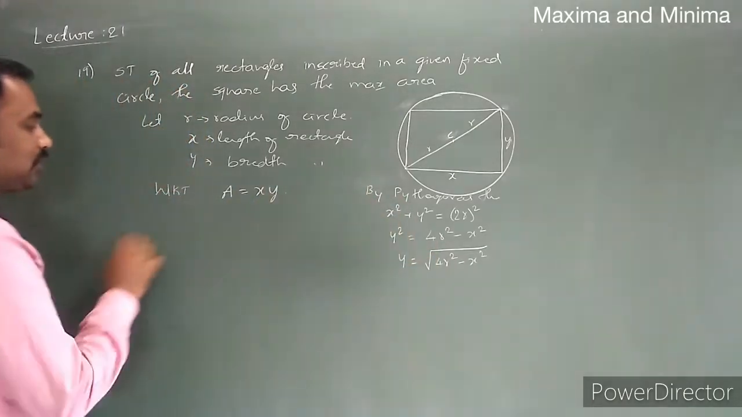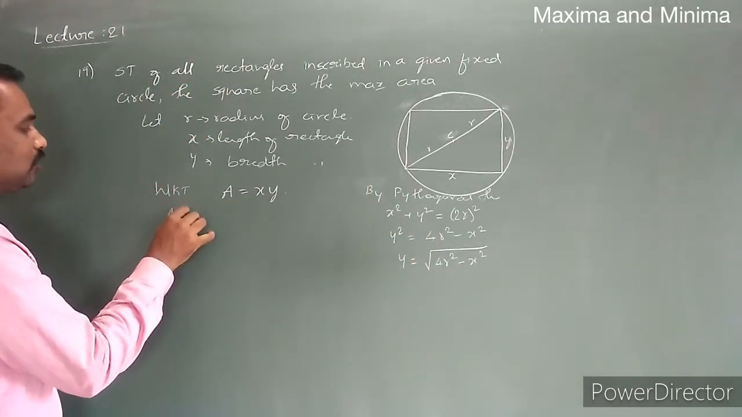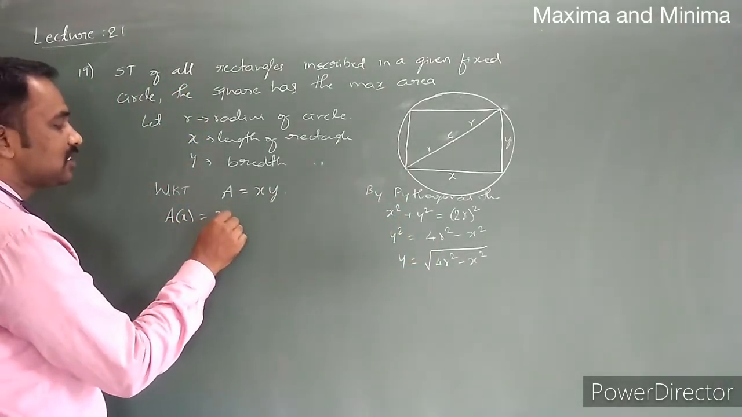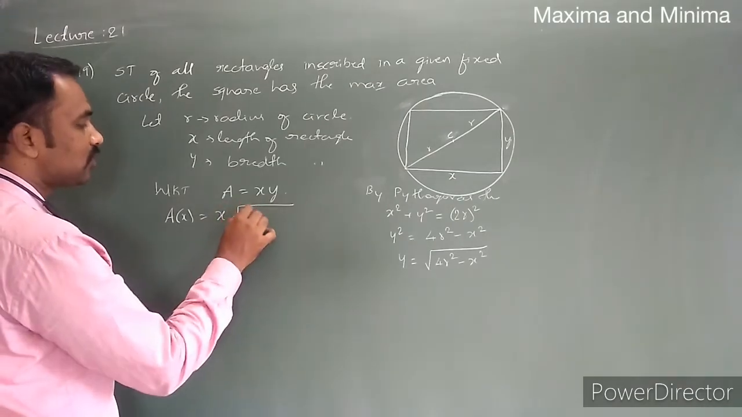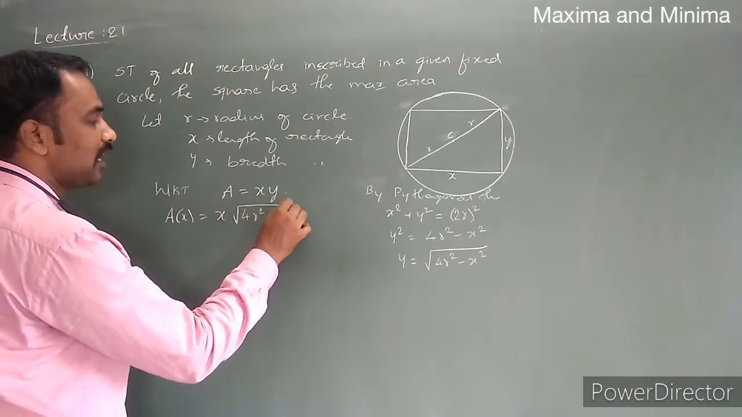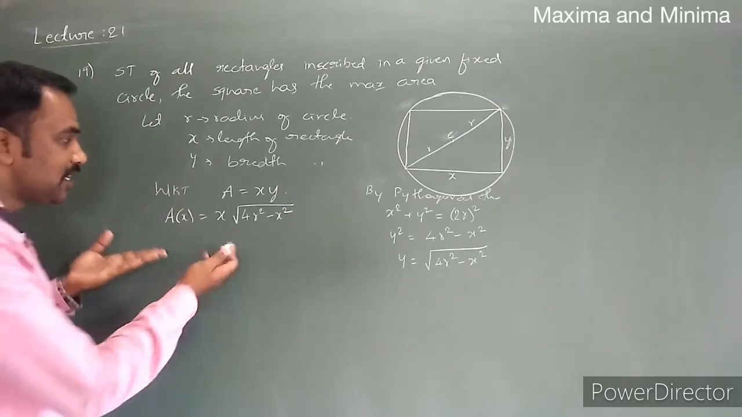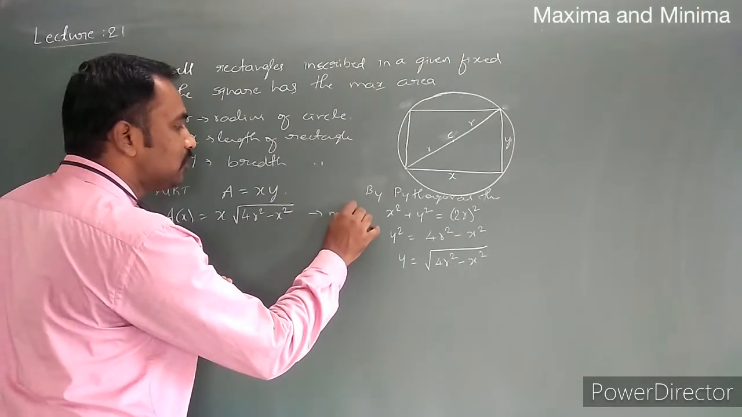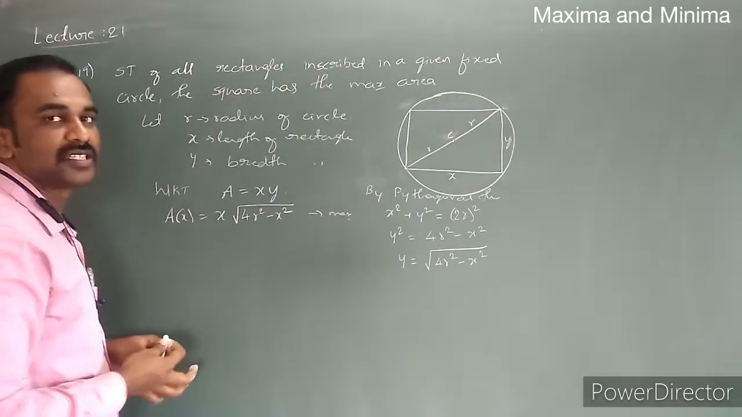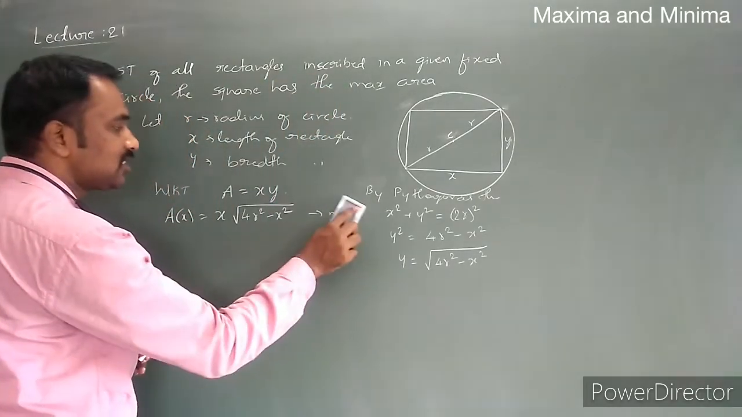Replace this y into here. So area only in terms of x is x into positive square root of 4r square minus x square. Now observe that area only in terms of x. Now this function we have to maximize. Maximize the area, so maximize this function.